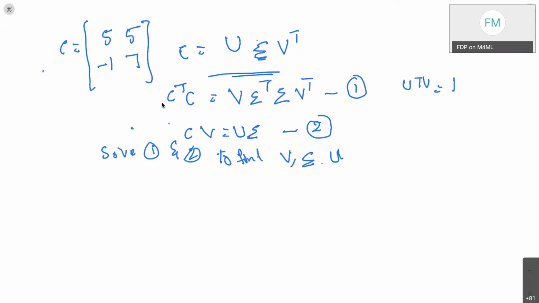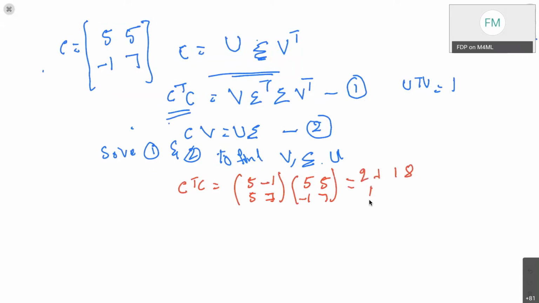So what is the first step? First step is to compute C transpose C, right? So let me compute that. C transpose C equals the matrix 5, -1, 5, 7 times its transpose, which is 5, -1, 7. So that will give you 26, 18, 18, 74. Okay.